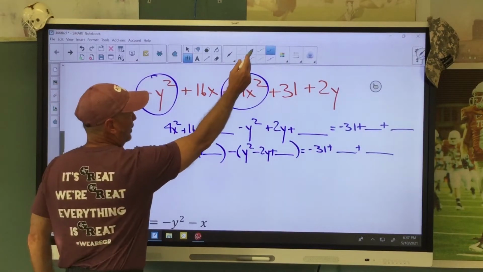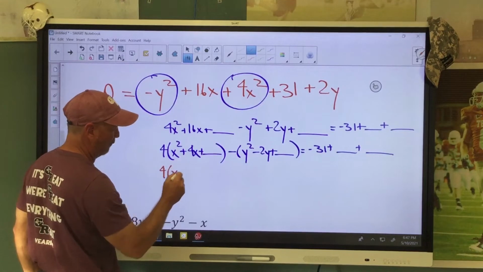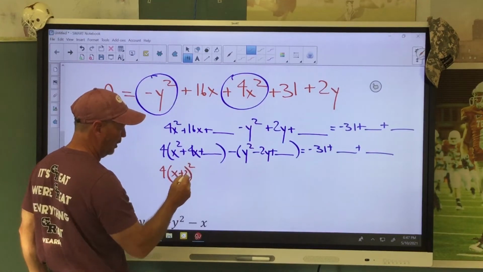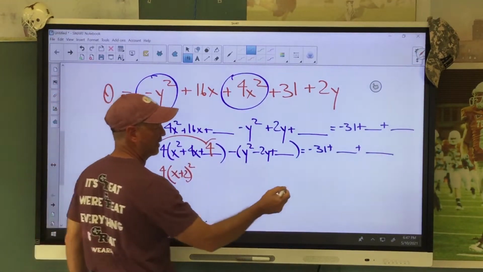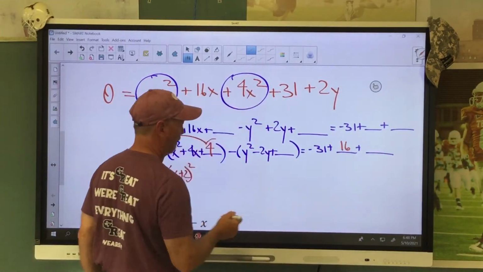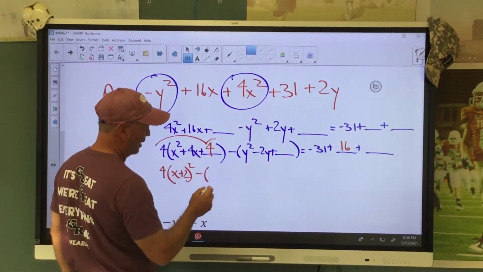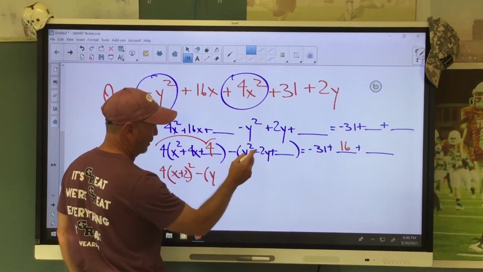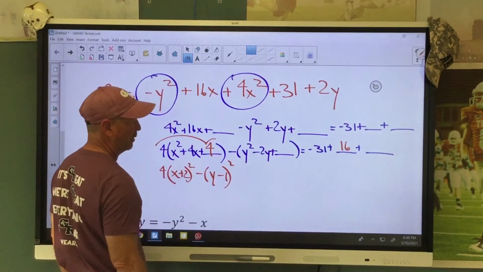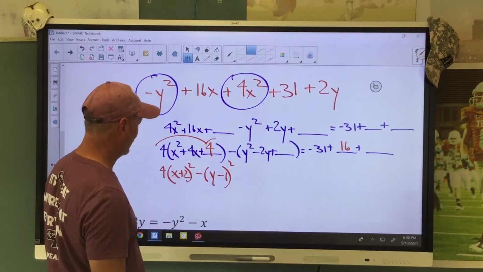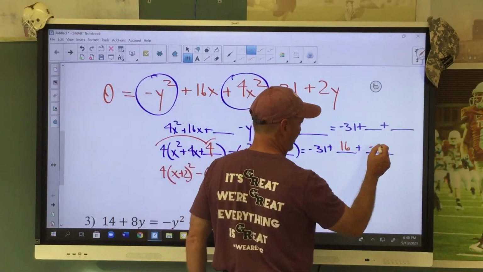Now you finish it out. Bring the 4. Take half of 4. Half of 4 is 2. You square the 2 and get 4. 4 times 4 is 16 when you balance. You have a minus sign, and then you're going to get y. Half of this, y minus 2, is a negative 1. You're going to square this. 1 squared is 1. That's going to give you a negative 1.